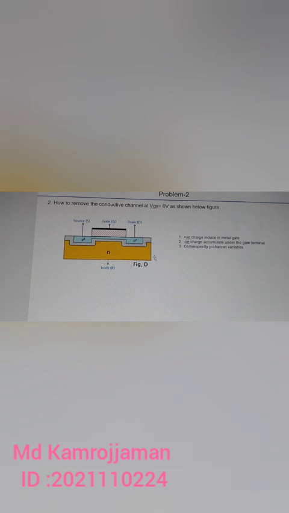Question number 2. How to remove the conductive channel at VGS equal 0 volt as shown in the figure below. So I am just showing this figure, how to remove the conductive channel at VGS equal 0. Positive charge induced in the metal gate. Negative charge accumulates under the gate terminal. Consequently, the p channel vanishes. So this way can remove the conductive channel at VGS equal 0.